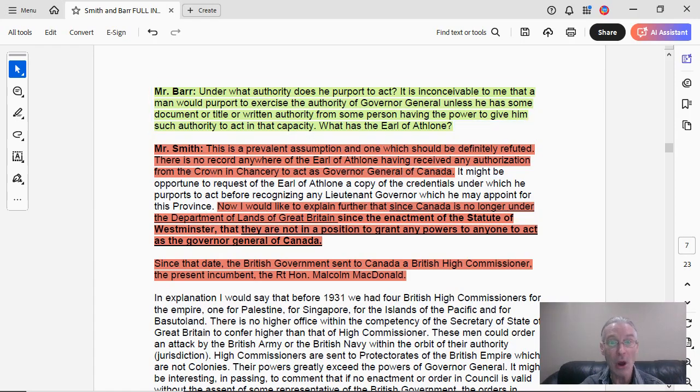So even Mr. Barr here, he's like, this is crazy. Who would walk around acting like Governor General completely illegally and unlawfully? Inconceivable.